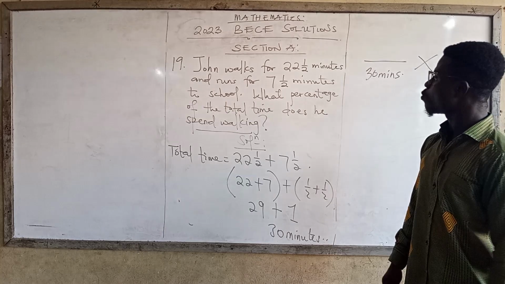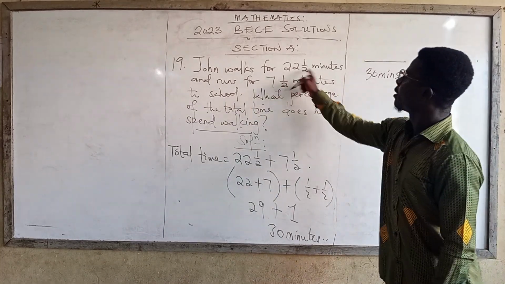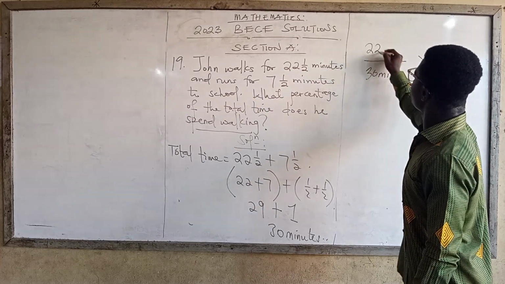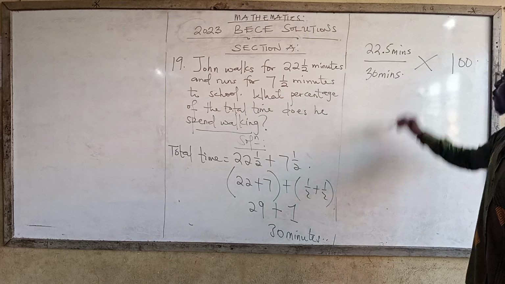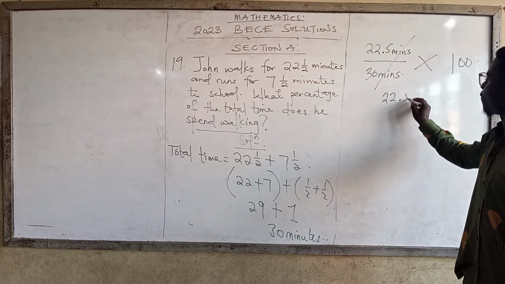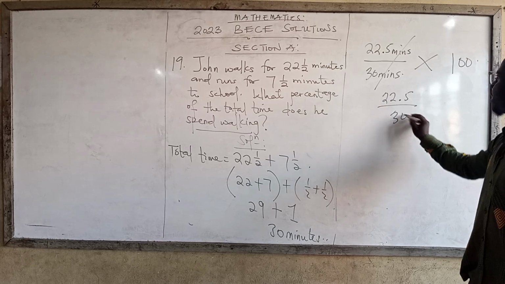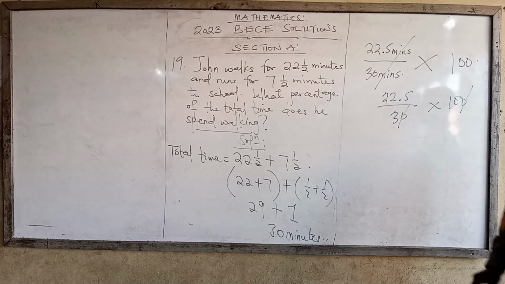So it is spent walking. And walking is what? Sorry, that's walking is 22.5 minutes. Don't forget that this guy cancels that. So we have 22.5 divided by 30 times 100. 0 cancels with 0. Right.